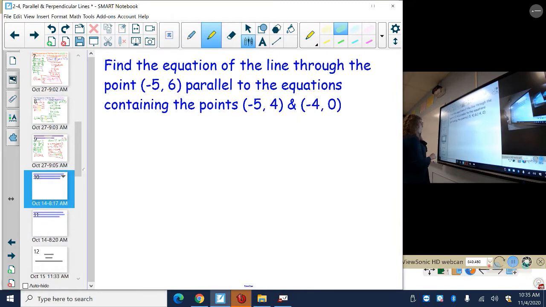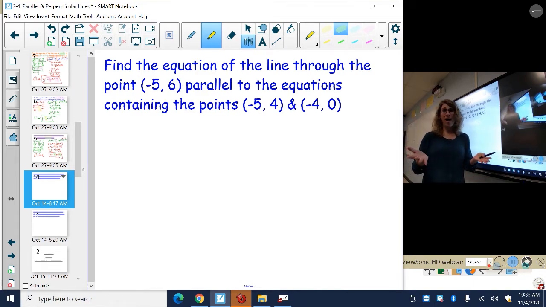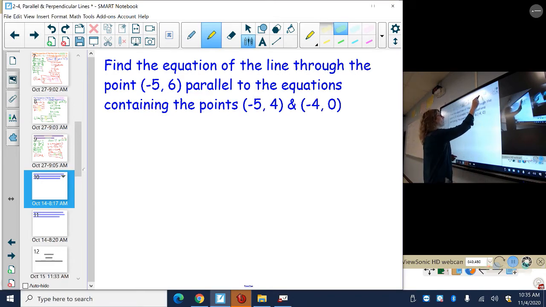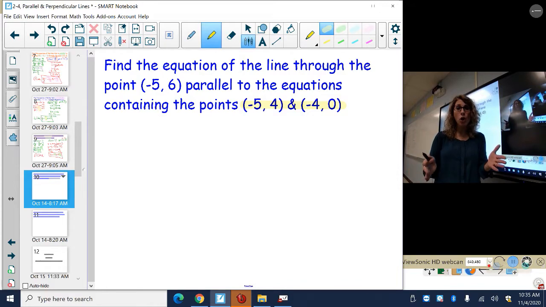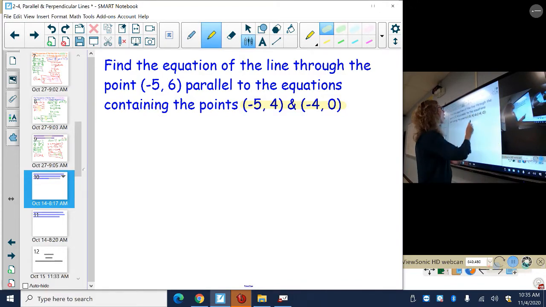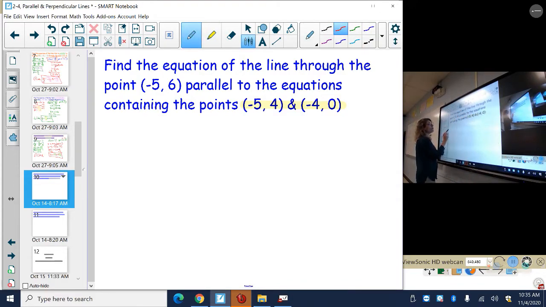Now, next, this says find the equation of the line through the point -5, 6 parallel to the equation containing the points -5, 4 and -4, 0. Time out. I don't have an equation. What did they give me instead? Well, what they gave me instead were 2 points. That's completely fine because I just need the slope. So all I have to do is find the slope of that line.